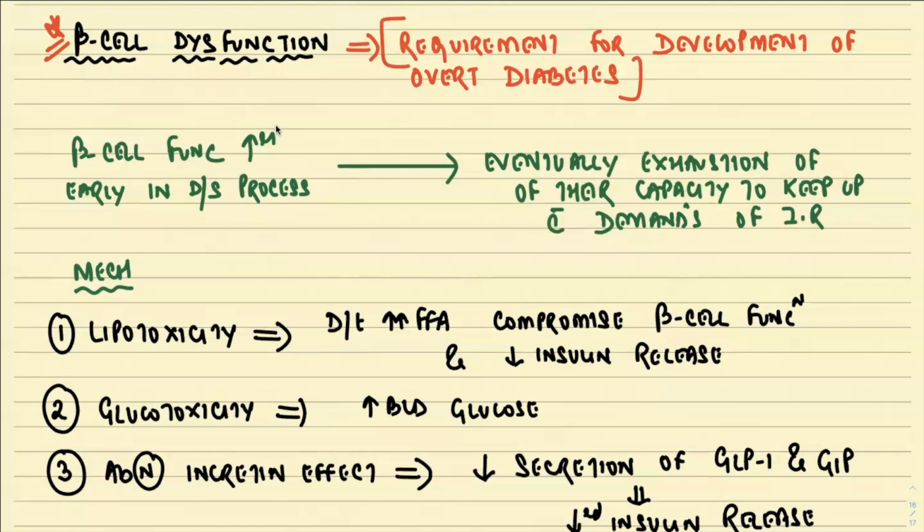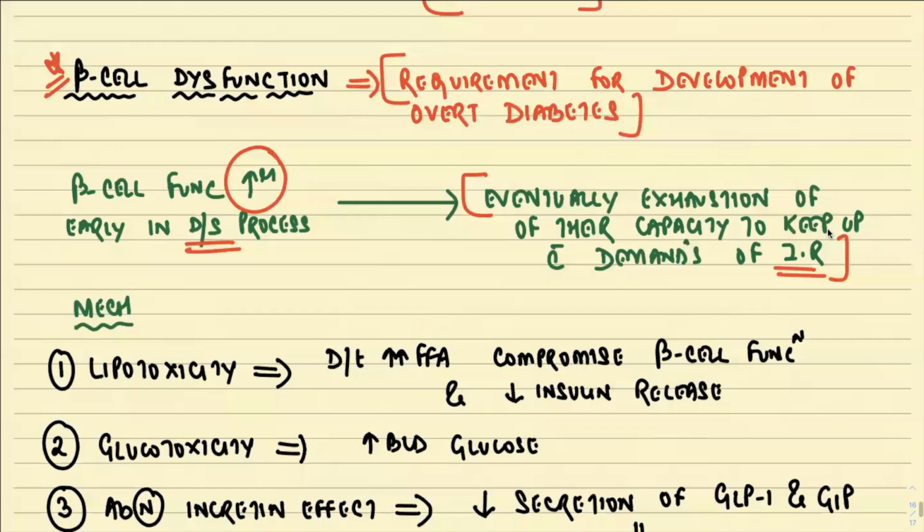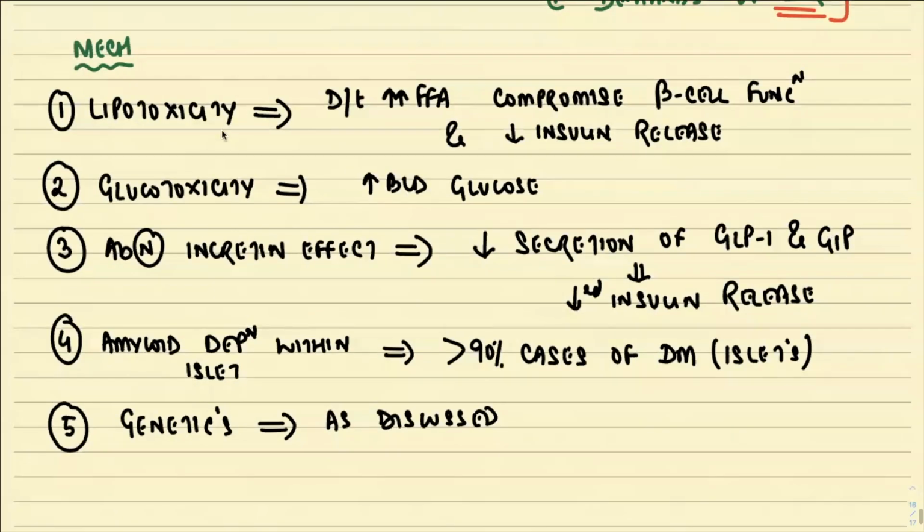Now, remember, the beta cell function increases initially in the process of diabetes mellitus. And eventually what is going to happen? There will be exhaustion of their capacity to keep up with the demands of insulin resistance. So what is the mechanism of beta cell dysfunction? Let us see. The first thing is lipotoxicity. Lipotoxicity occurs because of excessive amount of free fatty acid, which compromises the beta cell function and decreases the insulin release and causes beta cell dysfunction.